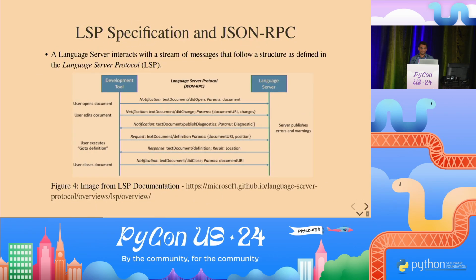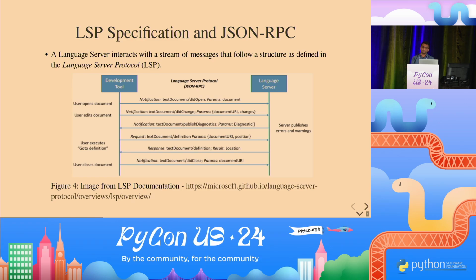So what is a language server and how does that work? A language server is basically a stream of messages. You can think of it as an API, a server with multiple API endpoints, but it uses the JSON RPC protocol for communication. And the structure for these requests and responses is defined in a set specification, which is what the language server protocol is. That is what LSP stands for.